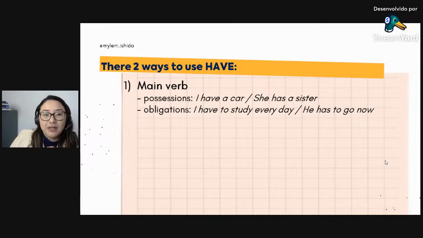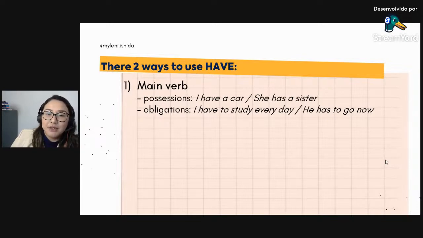Okay? So, for example, when I talk about possessions, I say, I have a car, she has a sister, you have a friend. Okay? Teacher, this is so strange to talk about my friends as possessions. I know, but it's just for us to know how to use the verb. Okay? It's my friend, not your friend. Okay? So, I have a friend, you have a friend, she has a sister, I have a car, you have a house. Possession.